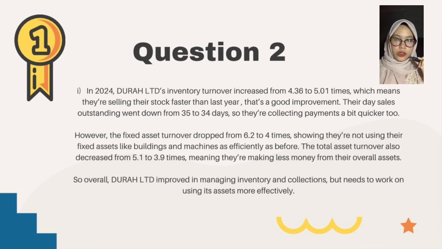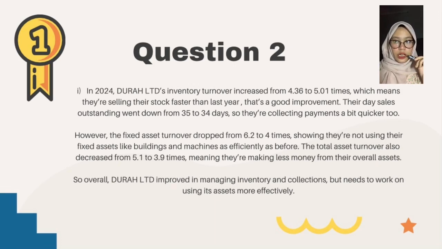Based on the table given, I need to make a historical analysis of Dura Ltd's performance. So overall in 2024, Dura Ltd made some good progress. They sold their inventory faster, going from 4.36 to 5.01 times, which means products are not sitting on the shelf as long. They also collected payments a bit quicker, with days sales outstanding dropping from 35 to 34 days.